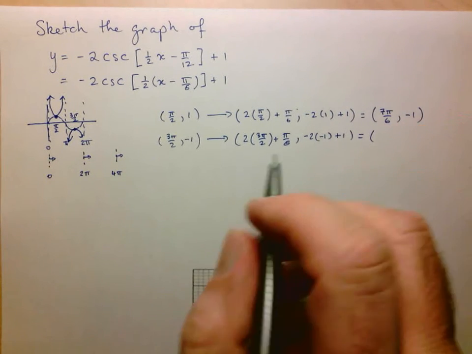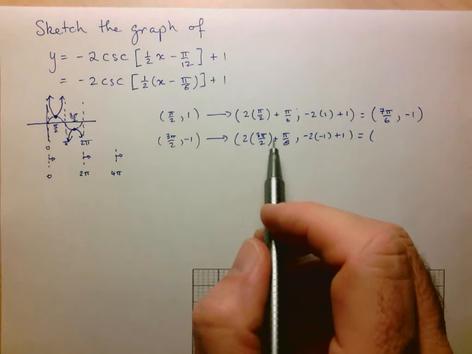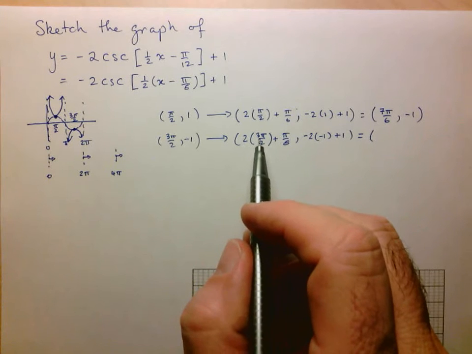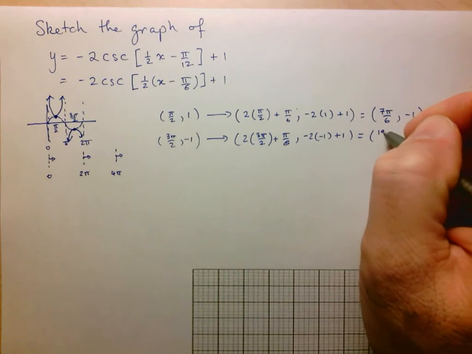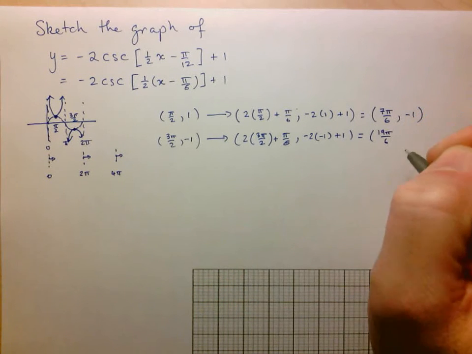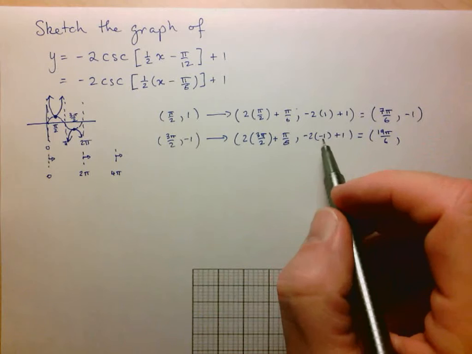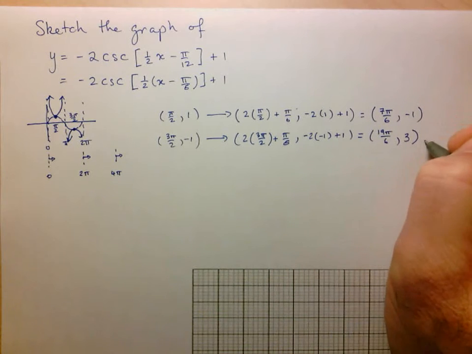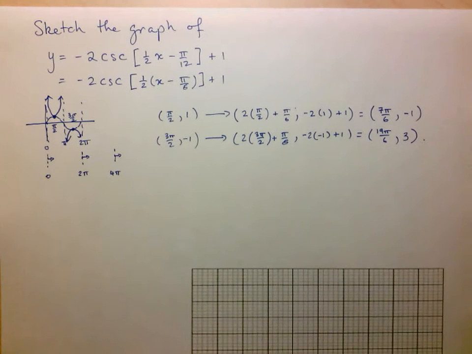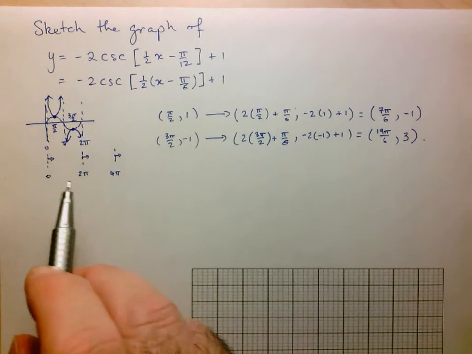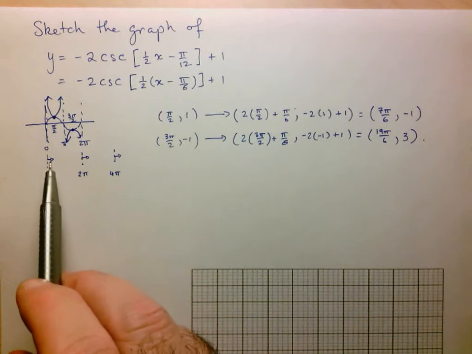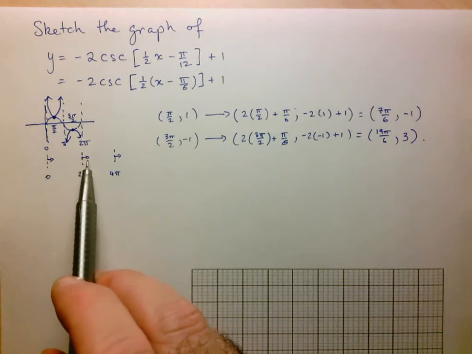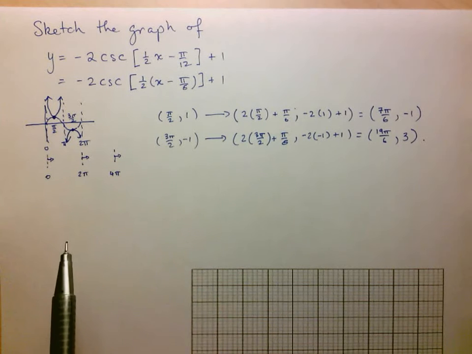Okay, and so here we've got 3 pi plus pi over 6. So 3 pi is like 18 pi over 6 plus 1 pi over 6, so it's going to be 19 pi over 6. Okay, and our y value is going to be 2 plus 1, which is 3. So here we have our points. We know where our asymptotes are going to be: pi over 6, 2 pi plus pi over 6, 4 pi plus pi over 6.